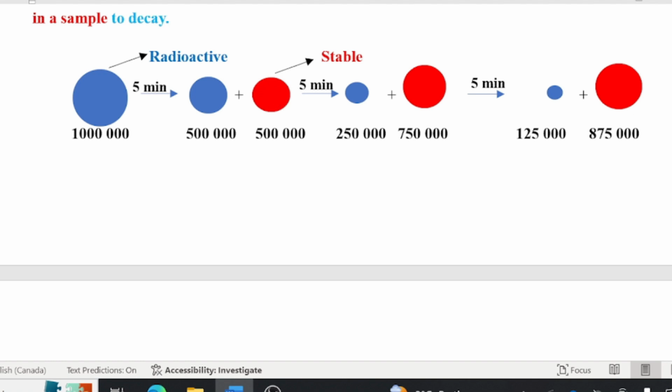So we start with this new sample now, and we wait until 5 minutes elapse. We'll end up with half of what this is.